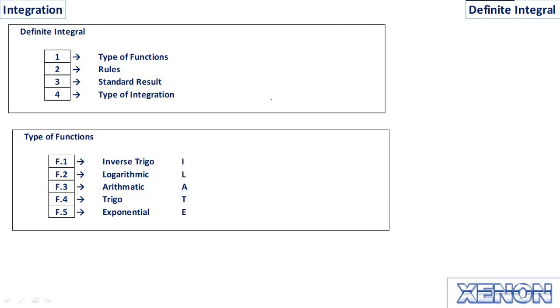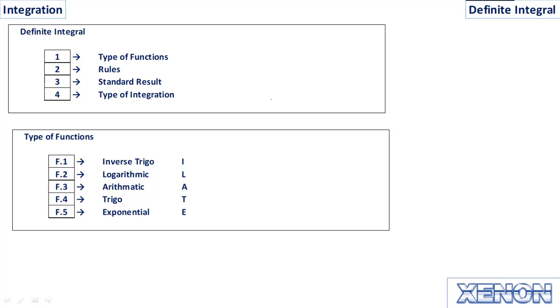And what is an arithmetic function? Arithmetic function is also called algebraic function. Arithmetic function is of the form f(x) = 1 + x + x square + x cube + ... + x to the power n, or like f(x) = ax cube + bx square + cx + d.